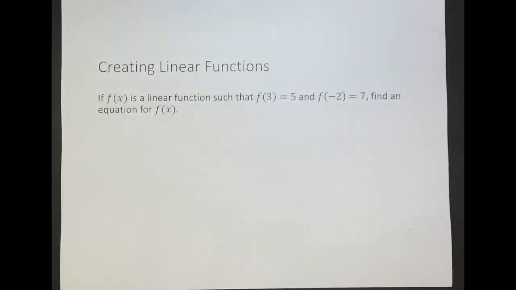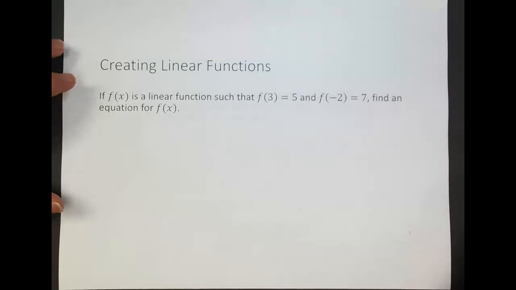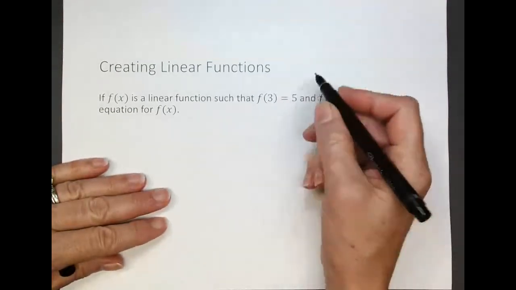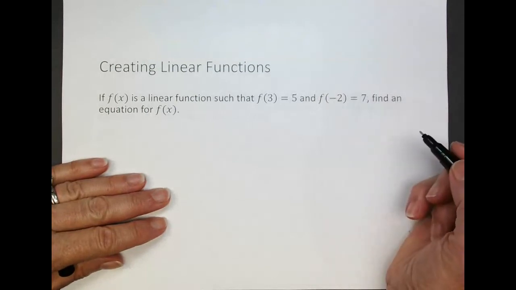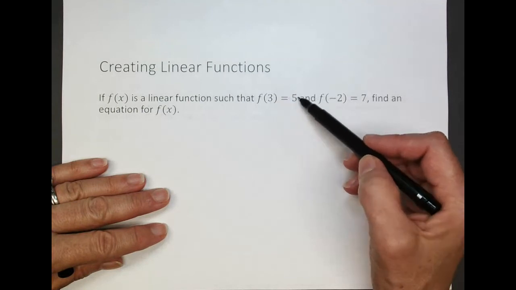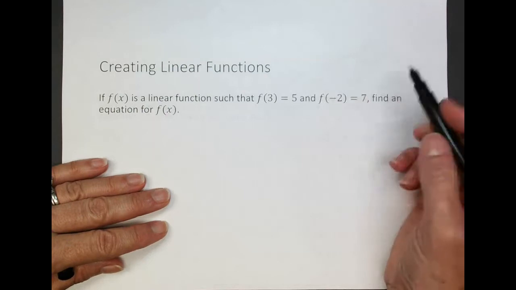Let's look at creating a linear function a different way. Suppose I have some function, it doesn't really matter. We don't know anything about it at this point, but we do know some inputs and outputs of this function. All right? We do know that f of 3 equals 5 and that f of negative 2 equals 7. Right? So what does this mean? This means that when we input 3 to the function, we get 5 out. Right? Or there's an ordered pair that would satisfy that function.